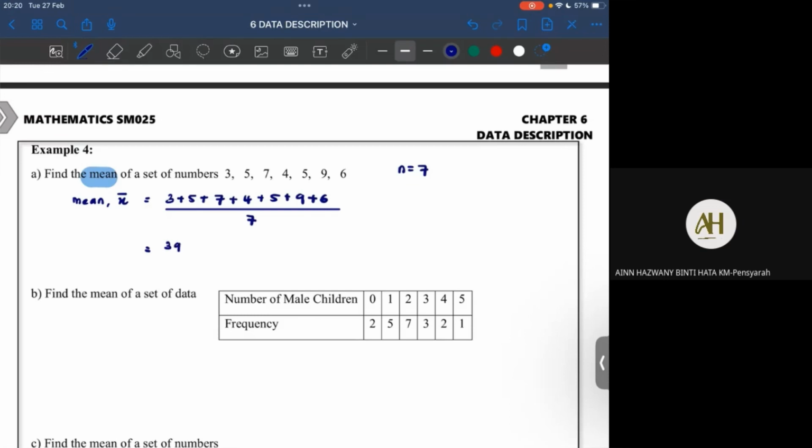So here we have 39 over 7. Jawapan macam ni boleh, jawapan macam ni pun boleh. Tolong kirakan just in case saya salah kira dekat sini.